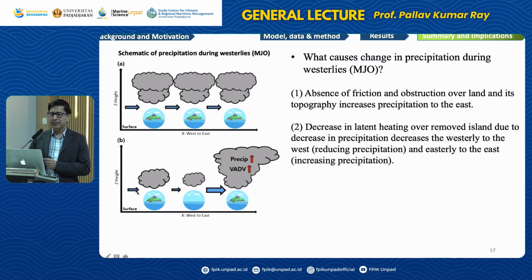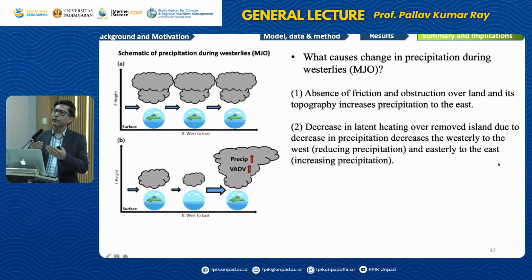Why there should be a decrease in Sumatra. And the reason why there is a decrease in Sumatra is the following. There is a decrease in latent heating over the removed island. So there is a decrease in latent heating over Borneo due to decrease in precipitation, which actually decreases the westerly to the west and easterly to the east.